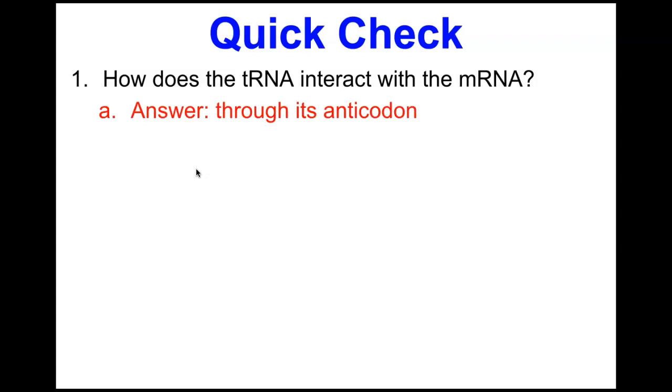The answer is through the anticodon. So remember that the messenger RNA has the codon and the tRNA has the complementary antiparallel anticodon there.